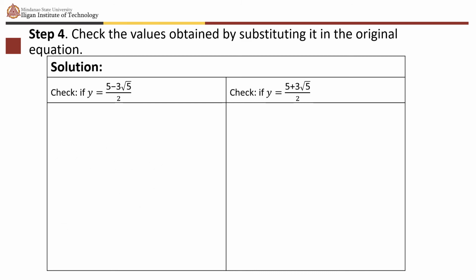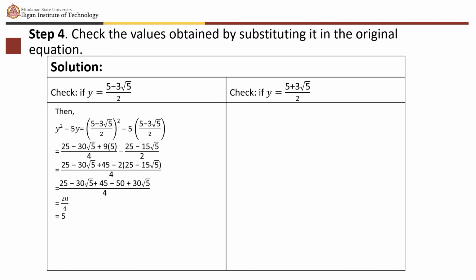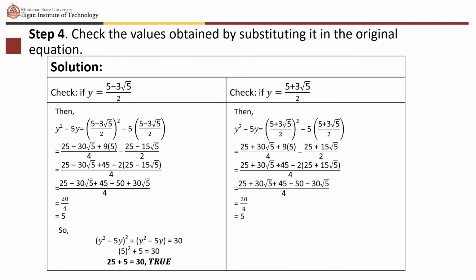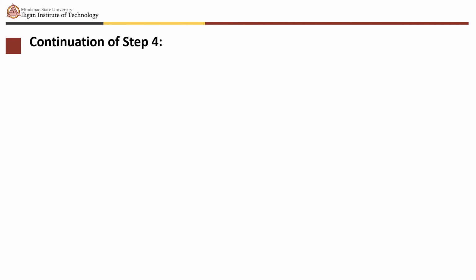Similarly, you have to verify whether y equals 5 plus square root of 3 over 2 will satisfy the equation. For the first value, 5 minus square root of 3 over 2, it satisfies the equation. For the second one, let's see, it also is true. So meaning to say, they belong to the solution set.